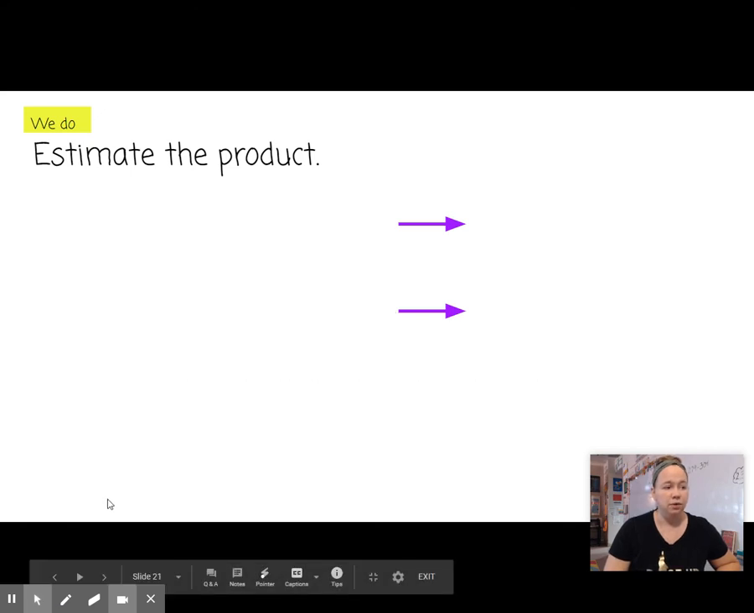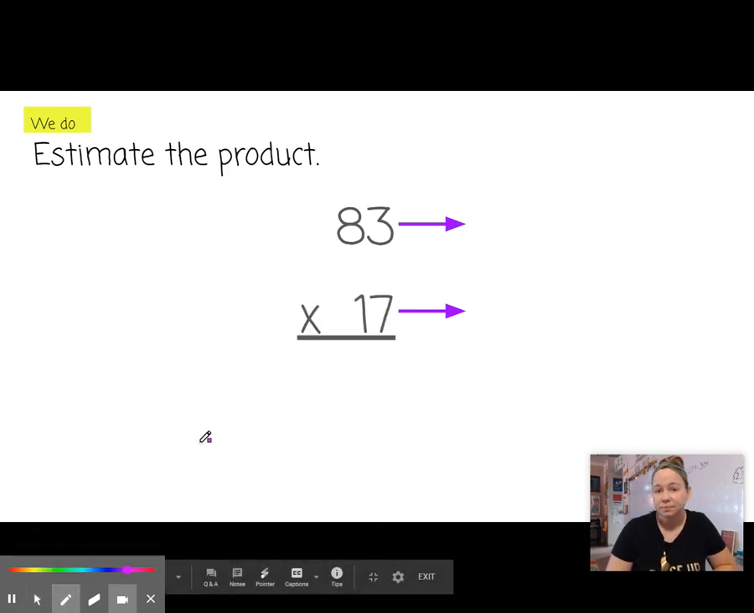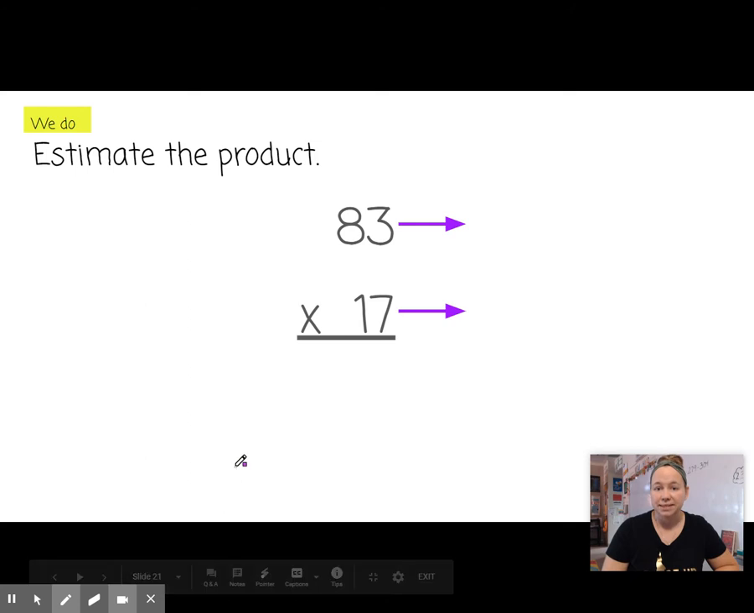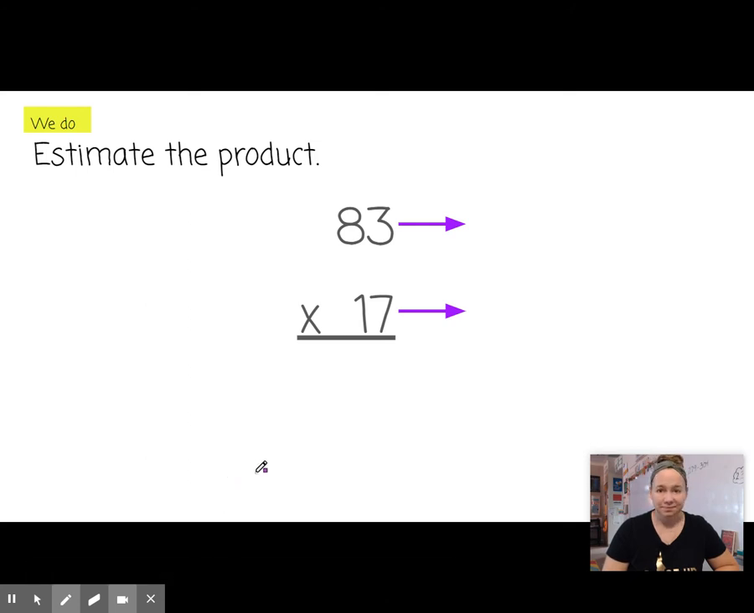All right. Here's another we do. On your board, go ahead and write 83 times 17. 83 times 17. Are you ready? Okay, so 83 is going to round. Is it going to round to 80 or 90? Right, it's closer to 80.